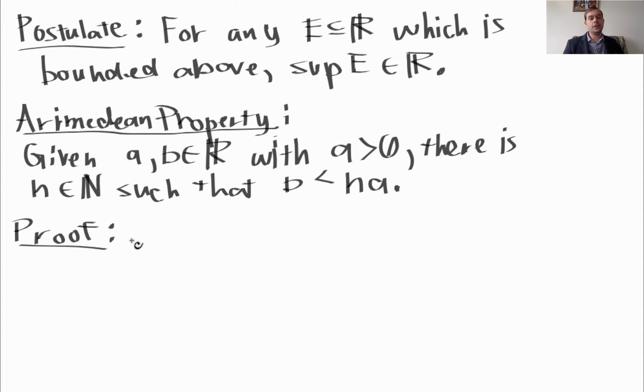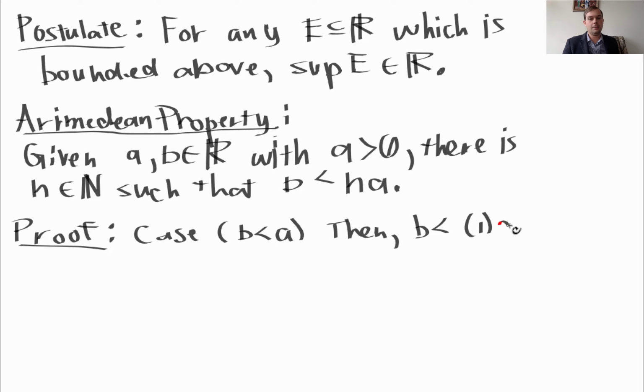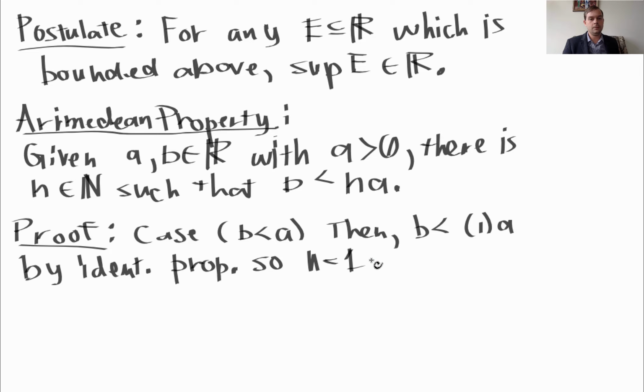Now the proof is going to proceed again by cases. Typically we'll do a case-based analysis. So case 1, the simple case, we're going to just assume that B is less than A. Well, if B is less than A, then B is less than 1 times A by the identity property that we have from the field axioms. And so n equals 1 will satisfy.